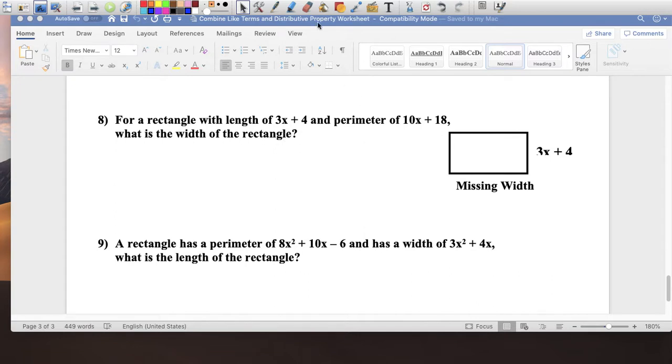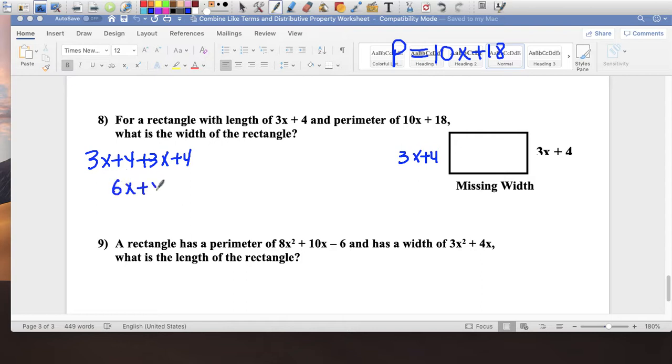For a rectangle with length 3x plus 4, the perimeter is 10x plus 18. So I know that if I add all 4 sides, I get the perimeter, and it's given to me, 10x plus 18. Well, this is 3x plus 4. What is this side? 3x plus 4, right? So what's the total here of just these two sides together? So if I add 3x plus 4 plus 3x plus 4, I'm going to get 6x plus 8, right? So these two sides combine 6x plus 8.